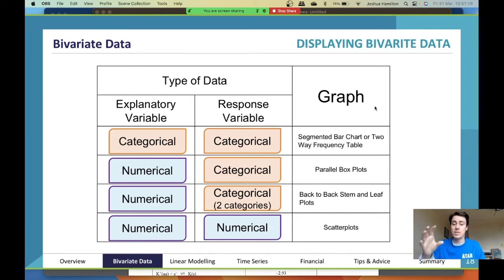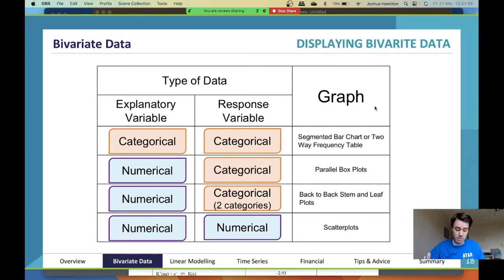This is a SAC type question, but I think it's really important to have it in your summary book nonetheless, because it could be a multiple choice where they say you've got these two variables, what's the best way to display it? So you need to know how to display data in terms of what its category is. So is it categorical, is it numerical, and then your ordinal and all those sort of things.